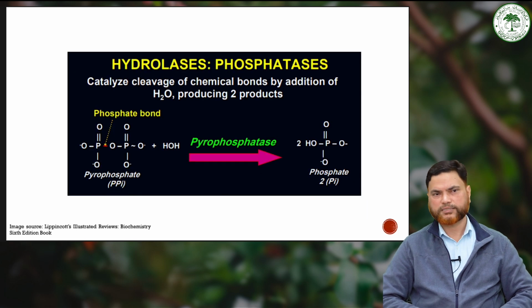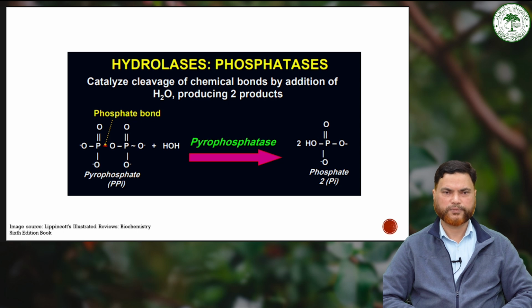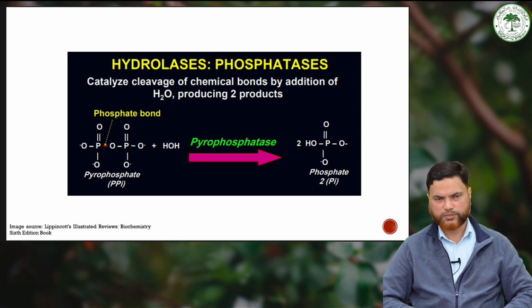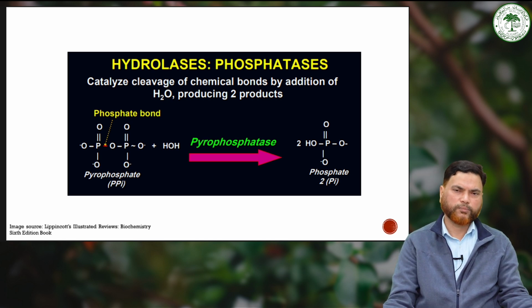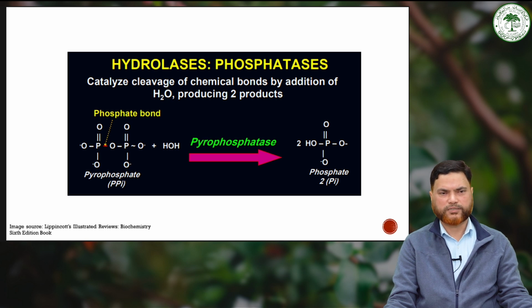Now the next class is hydrolases. These enzymes basically catalyze hydrolysis, breaking chemical bonds to split large molecules into smaller ones. Common examples include esterases, proteases, glycosidases, nucleosidases and lipases.